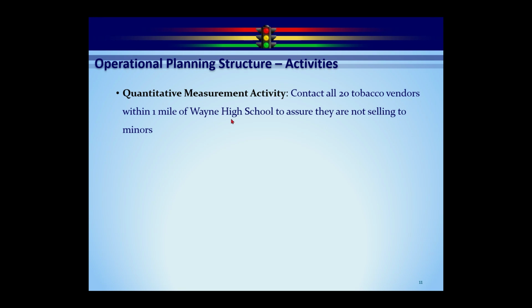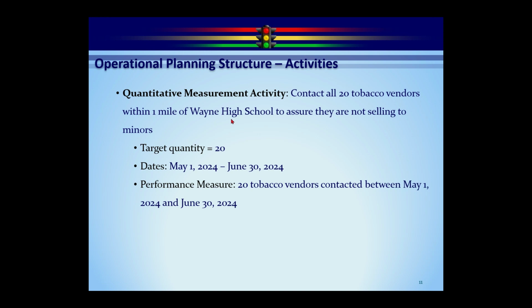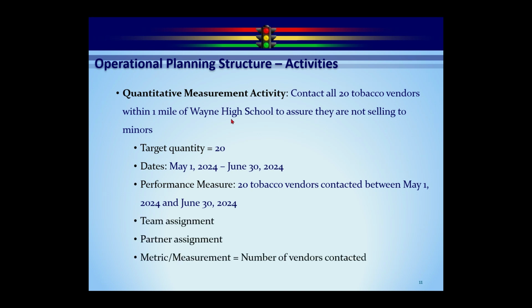And it is, like they say, the second most used type. We have that target quantity that we've set in there. We have dates, just like the project-based activity. Our performance measure is, again, going to be created because we have a little bit more information. So we're going to say 20 tobacco vendors contacted between May 1 and June 30th of 24, and we've successfully completed the activity. Again, team and partner assignments. And as you can imagine, our metric is real simple. How many vendors did we contact? So those are the three types of activities.